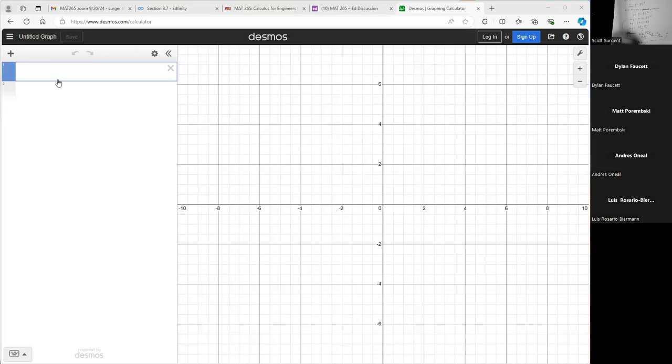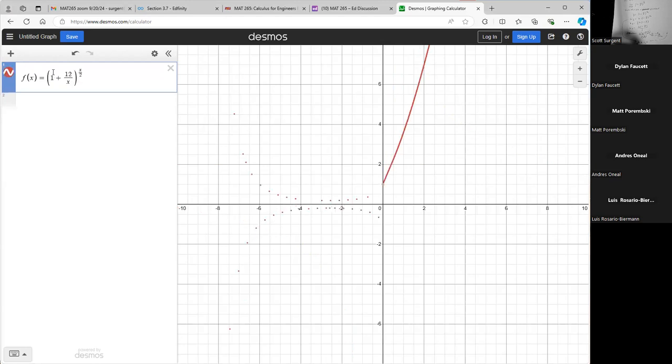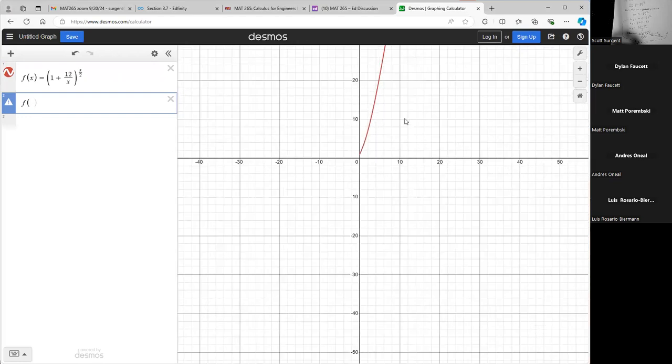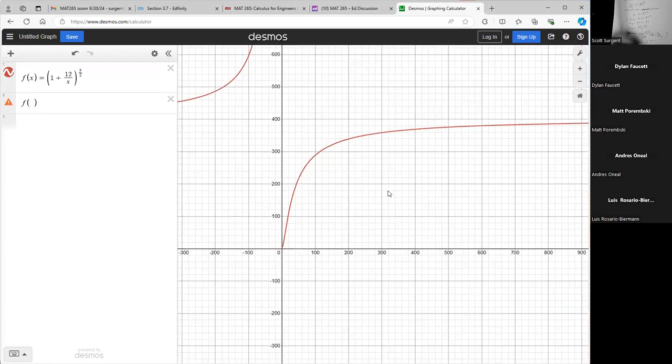The way I do it on Desmos is type it in as a function, just like that. Need an interesting graph. Check it out on the left side. Cool. And then let's just say I zoom out. Oh, there we go. All right, cool.